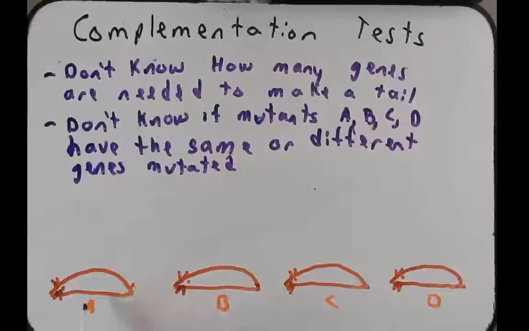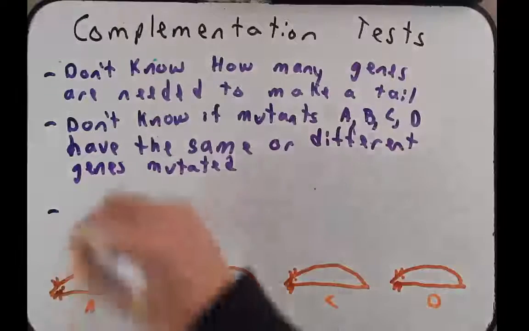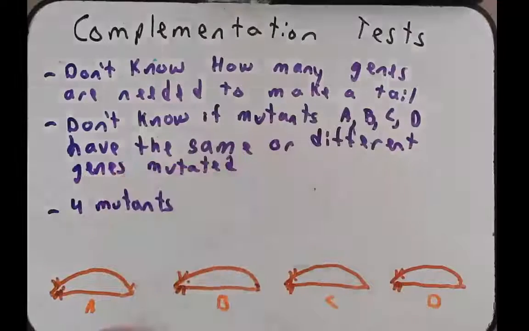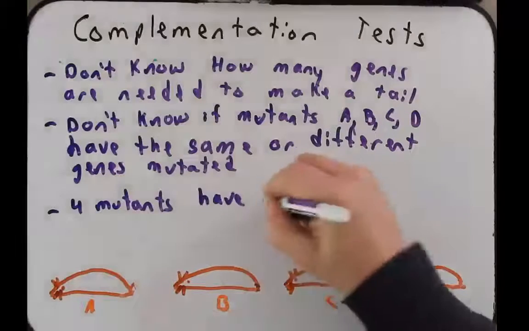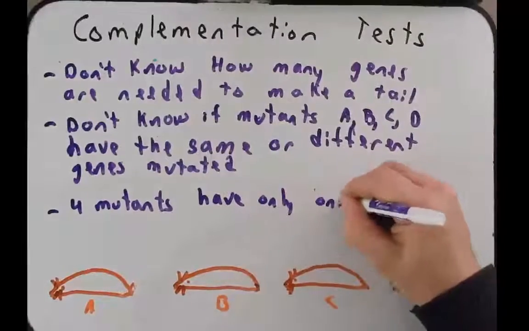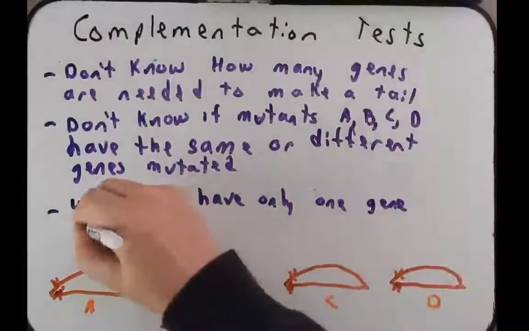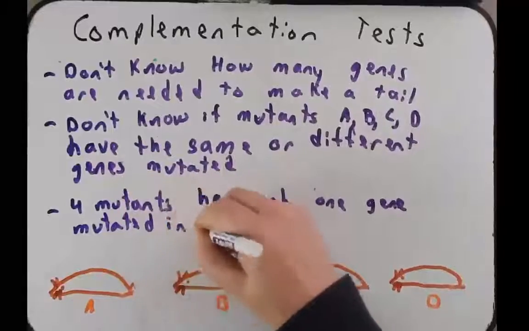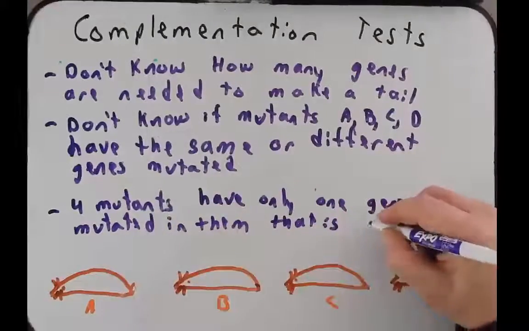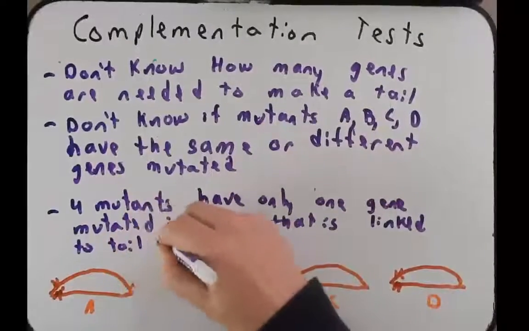It's possible that the reason each of these mice lacks a tail is because the exact same gene has been mutated. It's also possible that a different gene is mutated in each of these mice. All we know is that we have 4 mutants. And because of the way the crosses were set up, we know that these mutants have only one gene mutated in them that is linked to tail development.